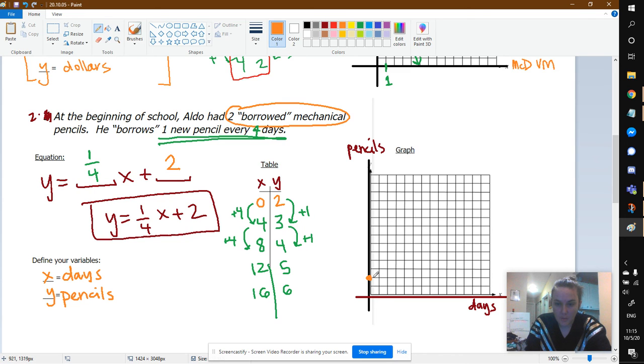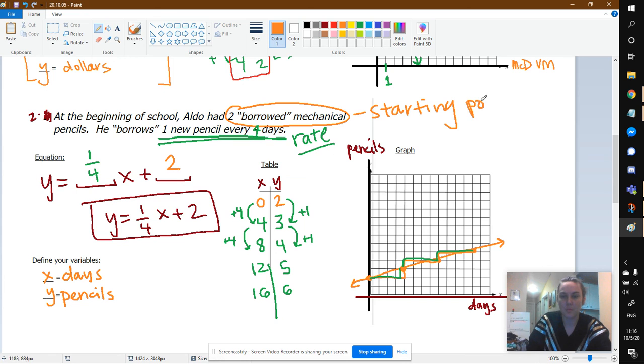Then I say when I go over 4 days, 1, 2, 3, 4, I go up 1 pencil. Or I could have said up 1 pencil means over 4 days. And then we can connect this line to be our linear line. And I should have done the over 4 up 1 in green because that's the part that's the rate. And all this is in orange because all the orange parts are the starting points.